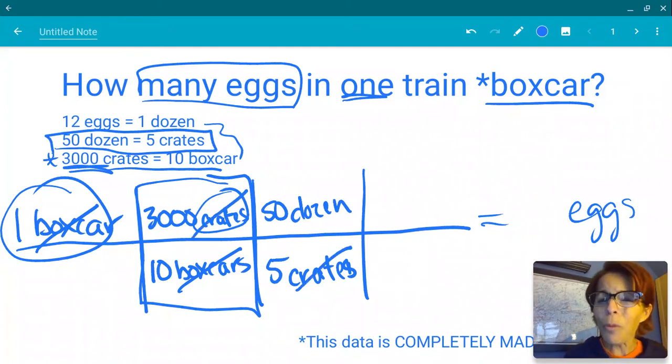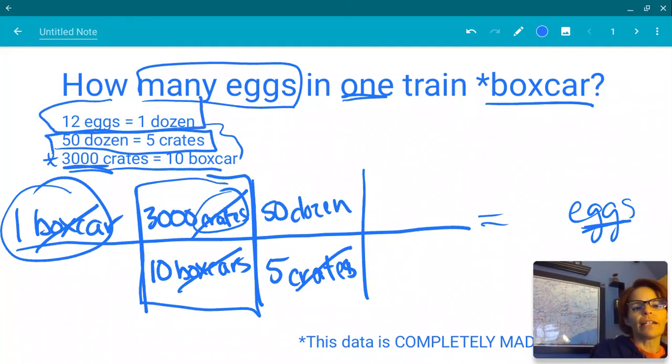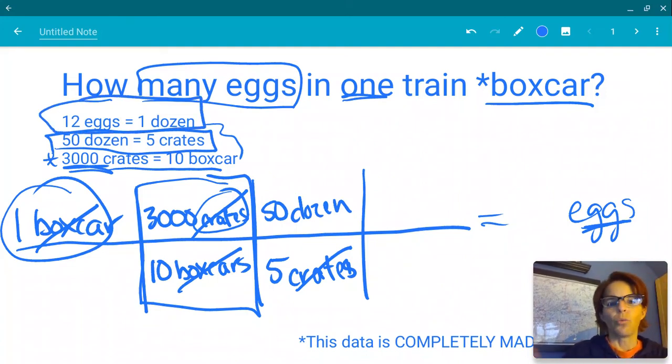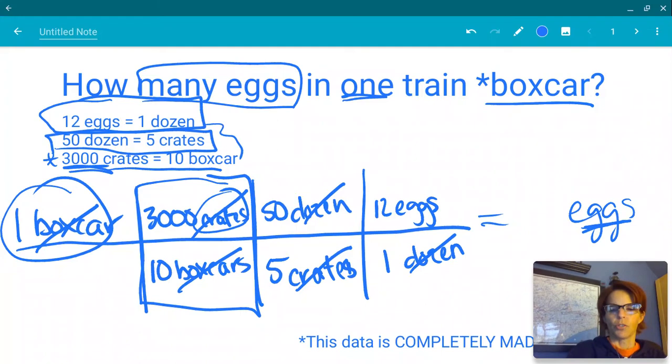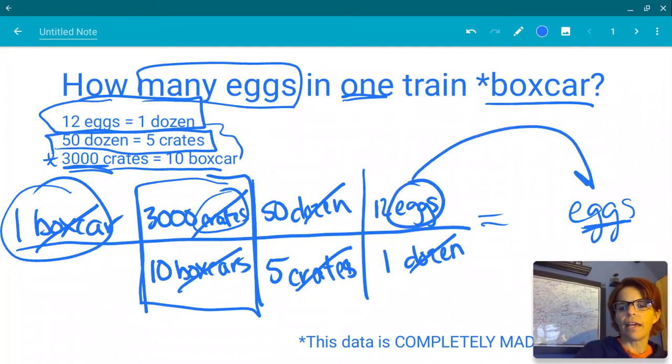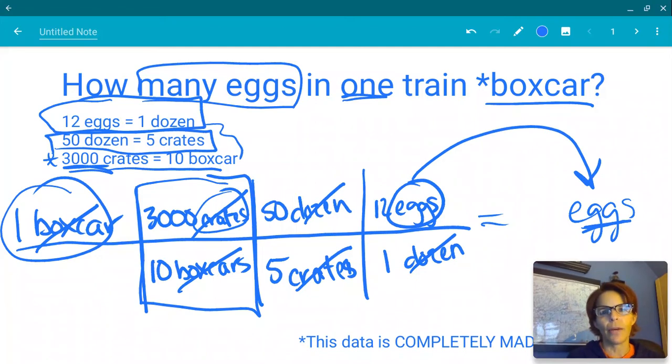Now I'm almost there. Now I need to get rid of dozens, and I need to get it into the unit that I'm trying to end with, which is eggs. And we know that 12 eggs is in 1 dozen. So where am I going to put it? I'm going to put 12 eggs on the bottom or on the top? Well, I'm going to put 1 dozen on the bottom so that my units cancel out. And I'm going to put 12 eggs on the top, so that the only unit I haven't canceled out is eggs, and that's the unit that I'm going to be ending with.